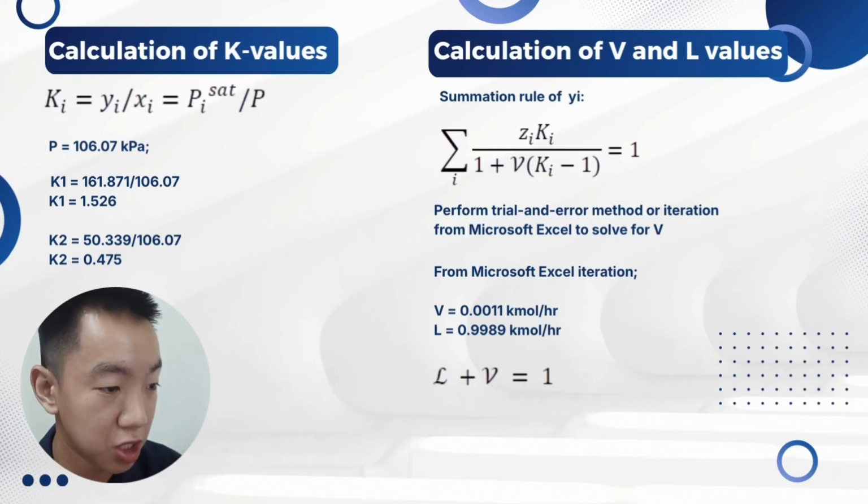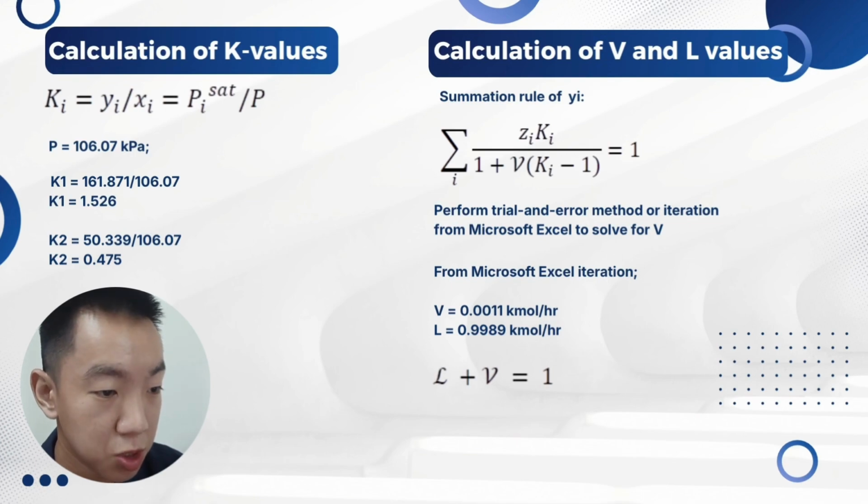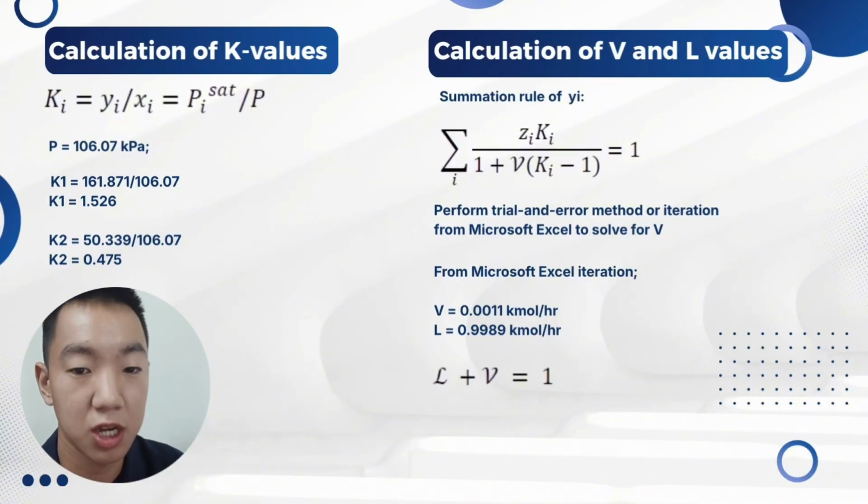So for the dew point pressure calculation, we can use this formula, which is 1 over the summation of Y over P saturation. We also assume that the compositions were the same, which is 0.5. So after calculating, we can get that the dew point pressure is 76.796 kilopascal. So for the P system, we assume 106.07 kilopascal, which is this value in between dew point and bubble point pressure. So this indicates that the separation process can be done.